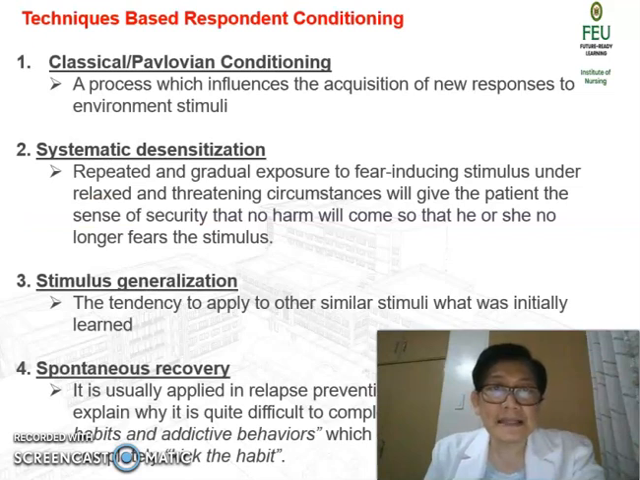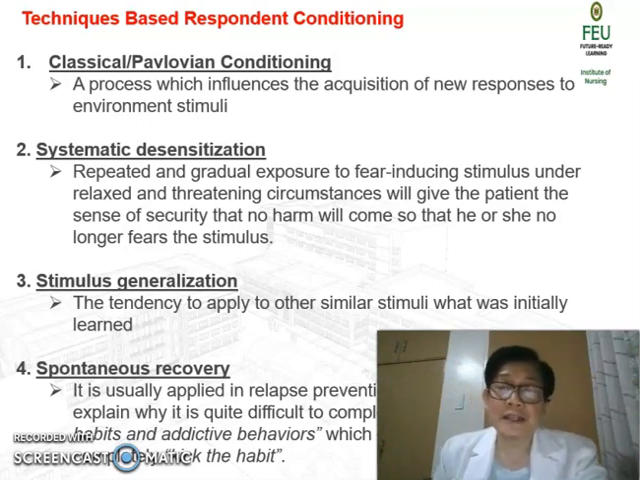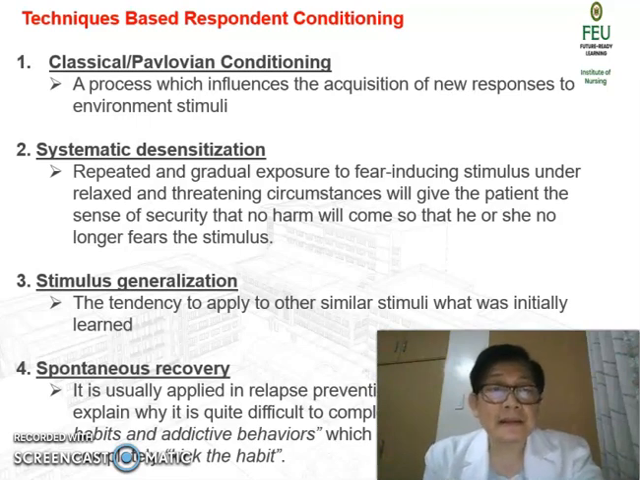Now, there are techniques based on respondent conditioning. Number one, classical Pavlovian conditioning. Number two, systematic desensitization. Number three, stimulus generalization. And number four, spontaneous recovery. Number one, classical Pavlovian conditioning is a process which influences the acquisition of new responses to environmental stimuli.